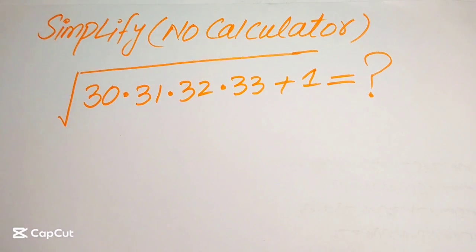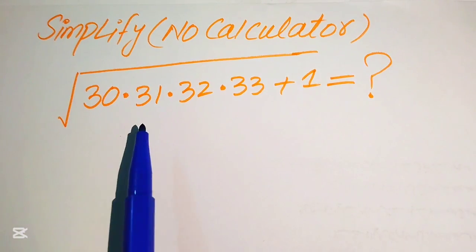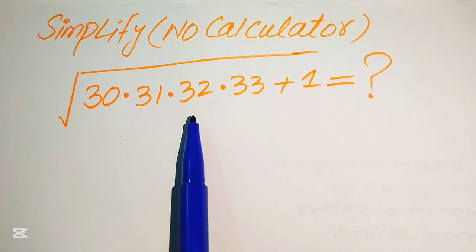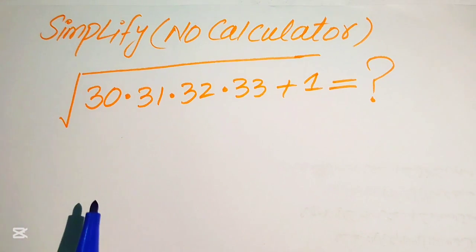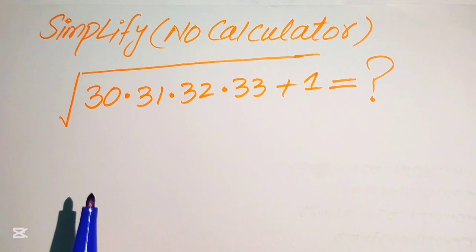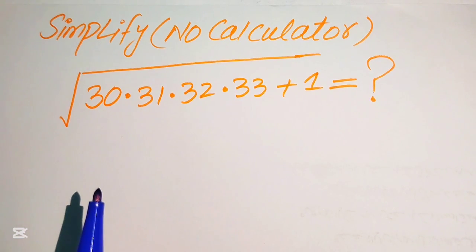Hello everyone, how to simplify this nice algebraic expression. If we have the square root of 30 multiplied by 31 multiplied by 32 multiplied by 33 plus 1, we write this algebraic expression in simplified form. Remember that a calculator is not allowed in this problem. We will show all of the working on this paper.